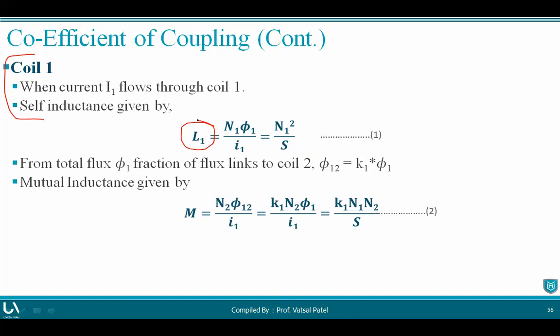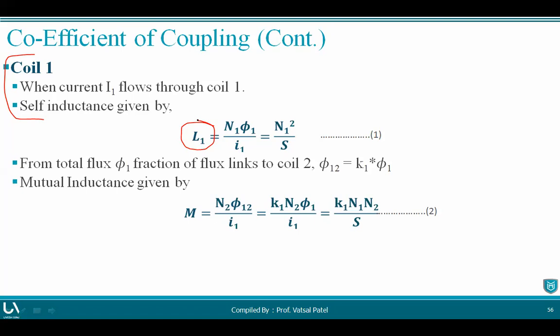In coil 1 we are giving the supply, so whatever the self inductance of that coil will be, we denote it here as L1. And L1 is equal to what? N1 phi 1 by I1, so it is N1 I1 divided by I1, or in the other form we have, it is equal to N1 square divided by S, right? Because after putting phi 1 is equal to mmf divided by reluctance, L1 is equal to N1 square by S. That is our first equation.